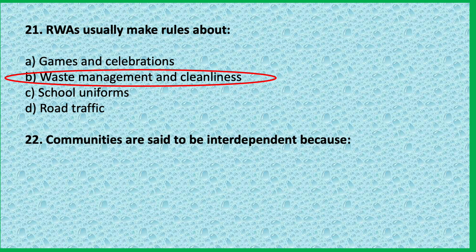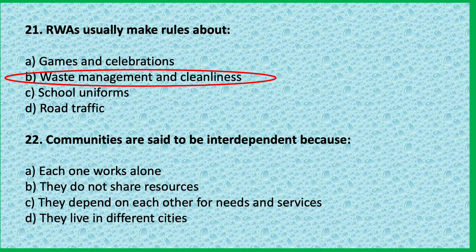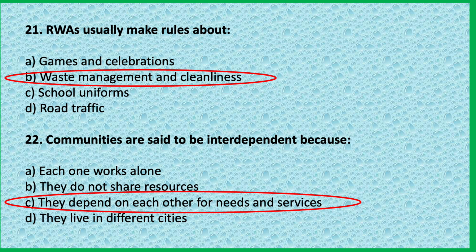Communities are said to be interdependent because, options are each one works alone, they do not share resources, they depend on each other for needs and services, they live in different cities. Communities are said to be interdependent because they depend on each other for needs and services.